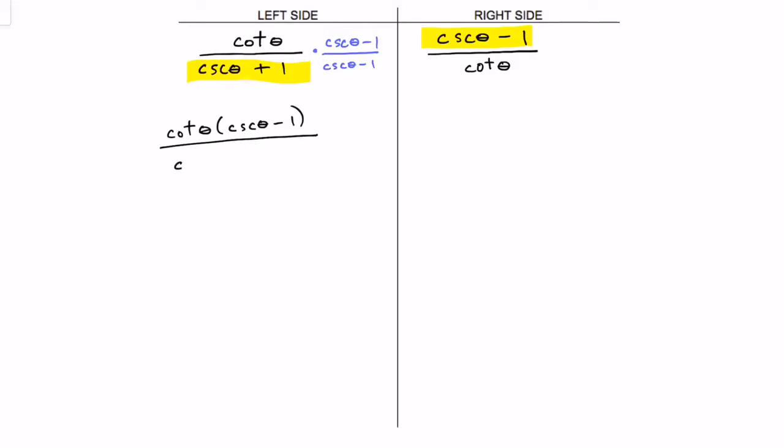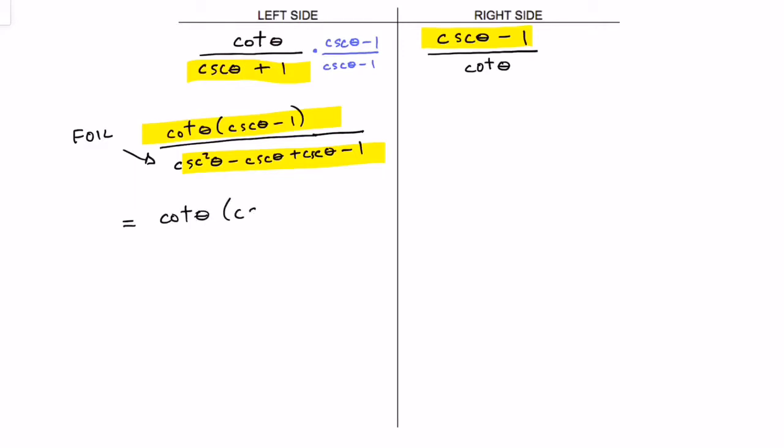But in the denominator, when you multiply conjugates, I'm going to actually FOIL this thing out. I didn't in the other question when I multiplied conjugates, but just to show you, when you FOIL this, multiplying the firsts, cosecant times cosecant is cosecant squared. Cosecant times negative 1 is negative cosecant. 1 times cosecant is plus cosecant. 1 times negative 1 is minus 1. That negative cosecant theta plus cosecant theta cancel out, so all you're left with in the denominator is cosecant squared minus 1.